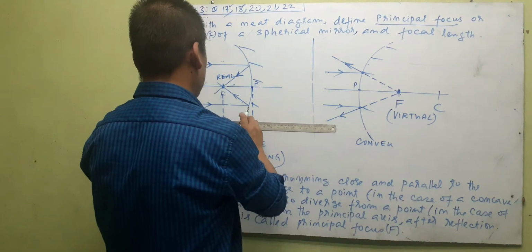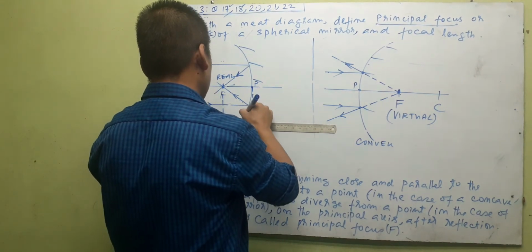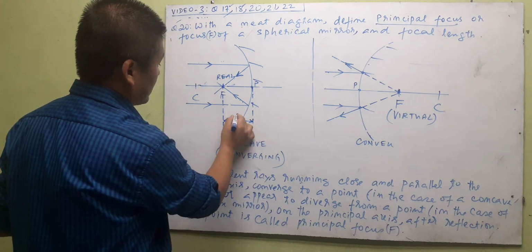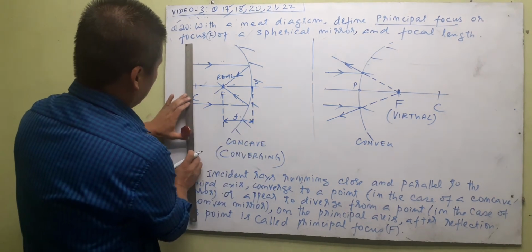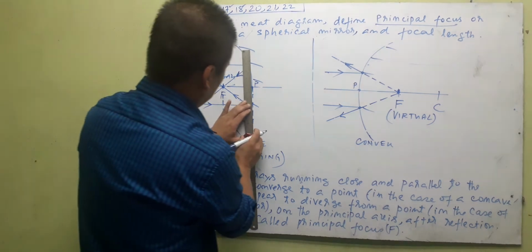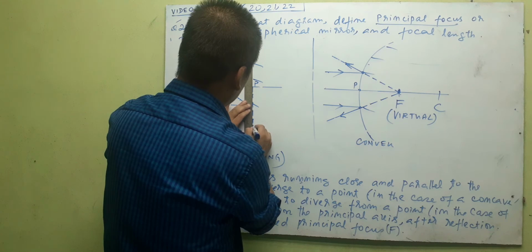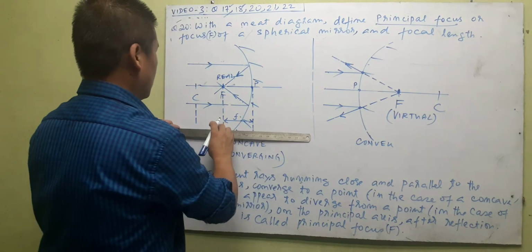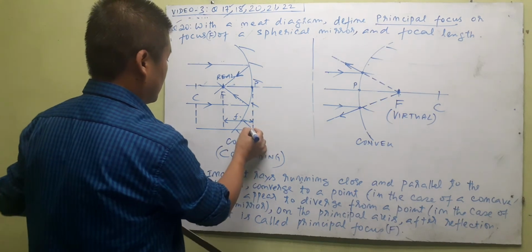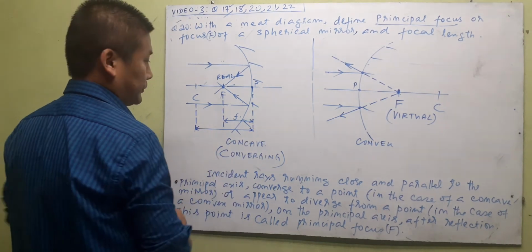So this distance between capital F, the principal focus, and the pole of the mirror is called small f. Just now we learned this one, right? The distance between C and P, we already learned earlier, is actually called the radius of curvature.